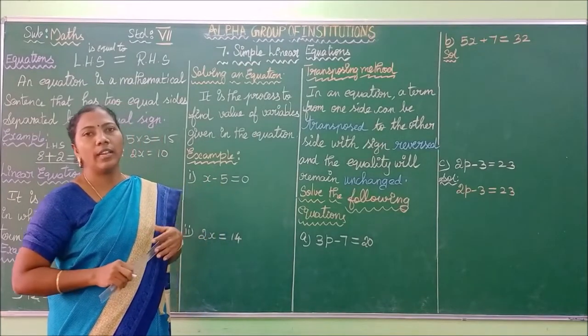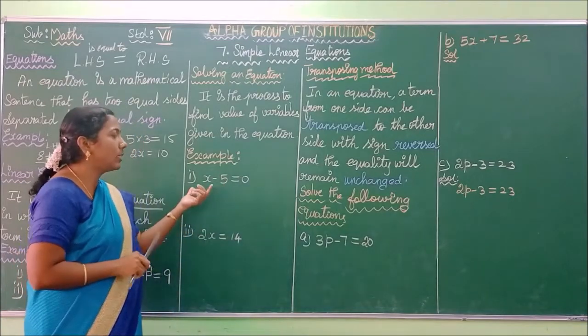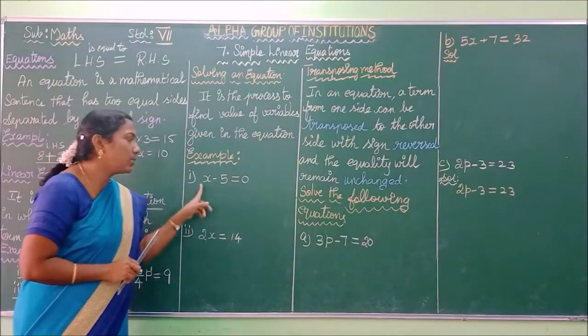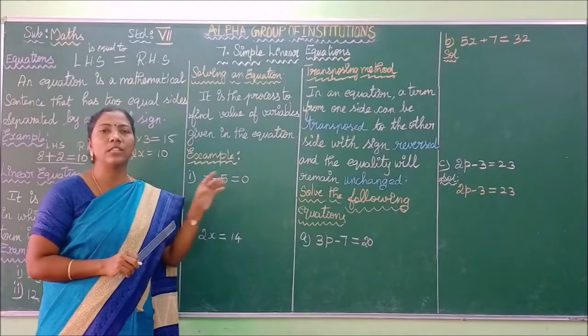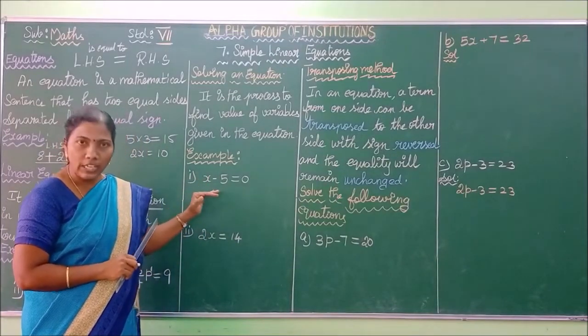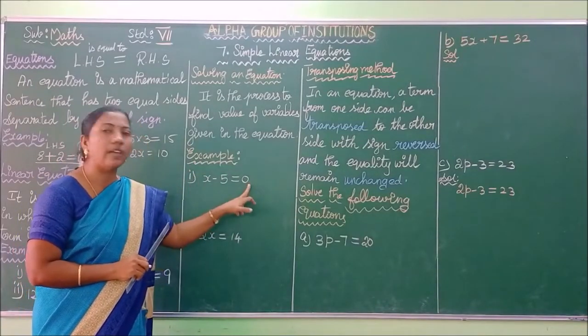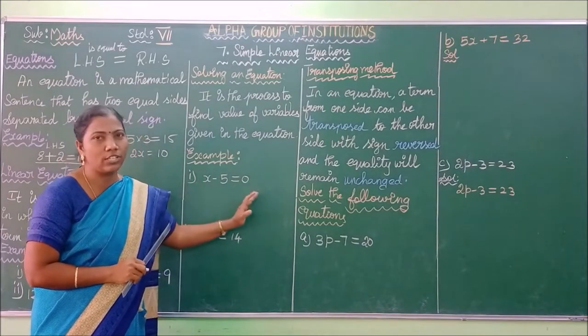How can we find the value of the given variable in the equation? Let us see. First, see this example, children. x minus 5 equal to 0. First of all, we have to check whether it is an equation or not. It is an equation because it has LHS as well as RHS. What is your RHS value? 0. Okay, so it is an equation.